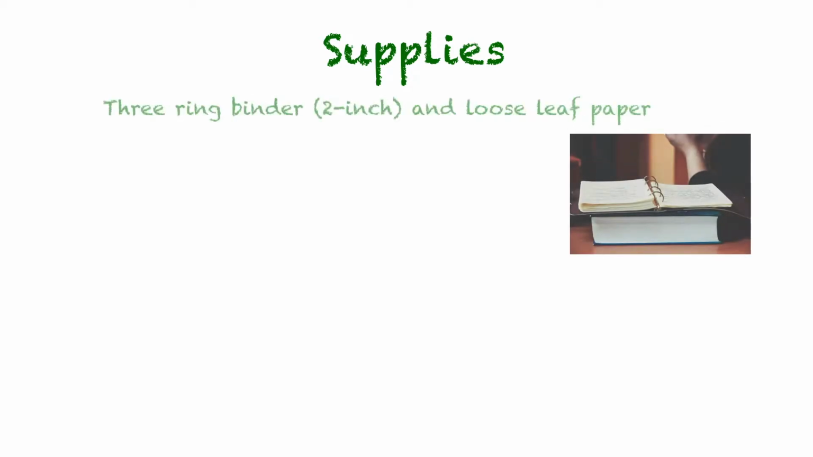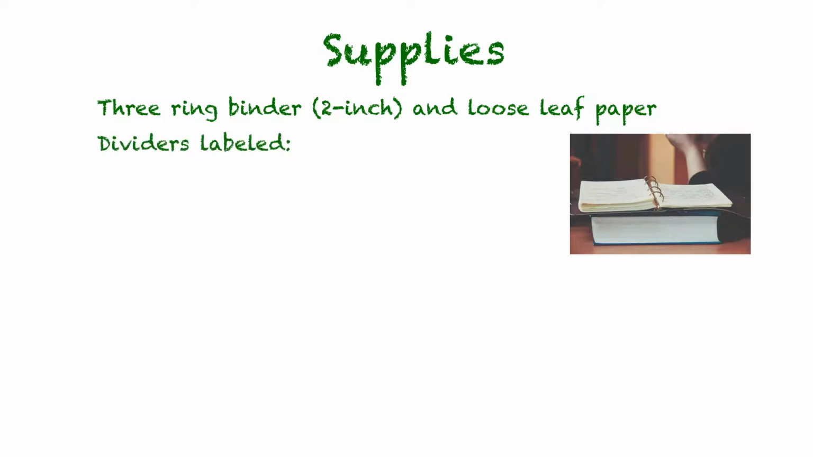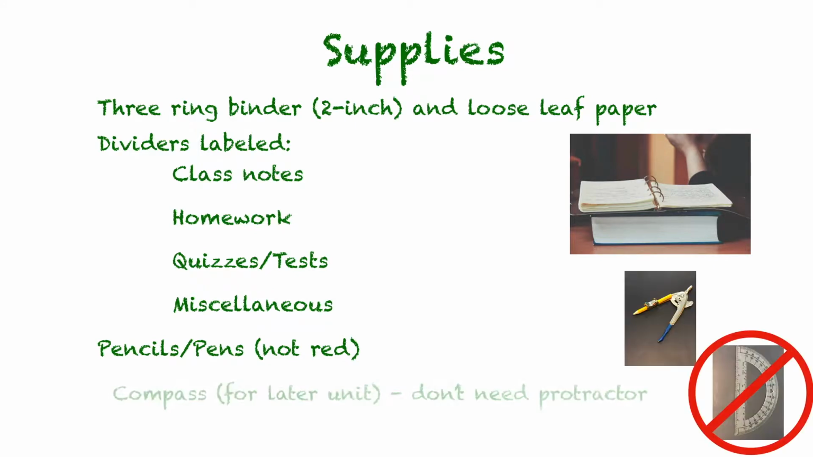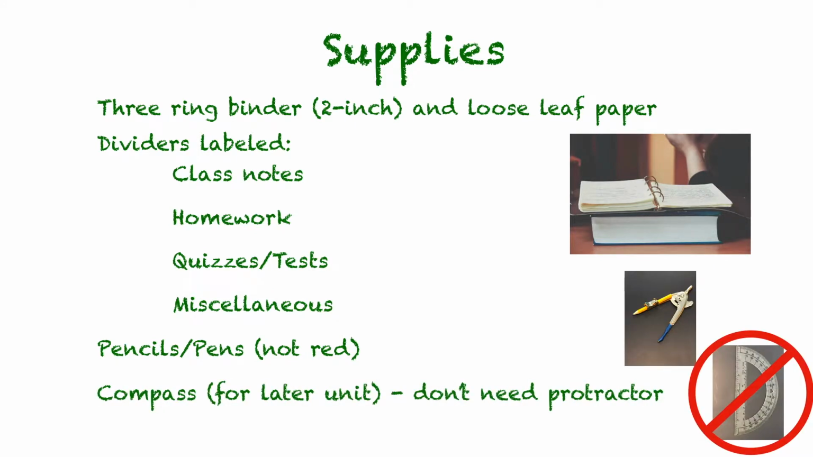Let's start with the supplies you're going to need for this class. You're going to need a 3-ring binder, 2 inches minimum, and some loose leaf paper inside it. You're going to put some dividers in this binder: class notes, homework, quizzes and tests, and miscellaneous or other. You also, of course, need pencils or pens. I don't care which one, just not red because that's for me. And a compass, that'll be needed for a later unit. You don't need a protractor, so if it comes with that, you don't need that.